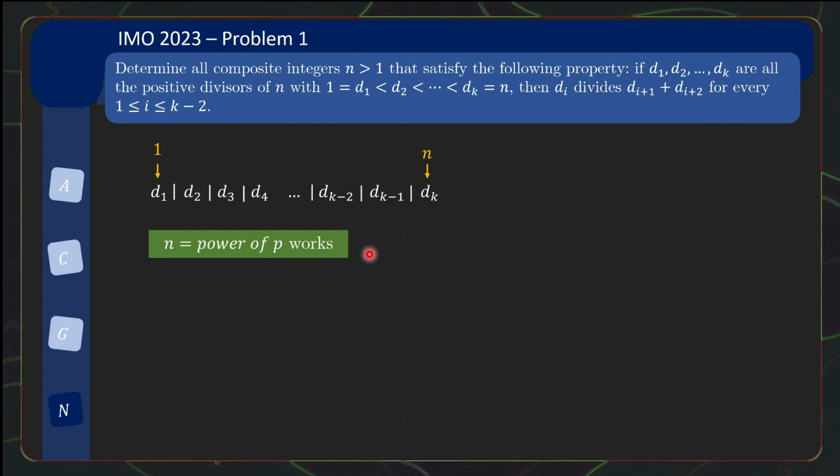And then on the flip side, we now need to show that all other values of n do not work.